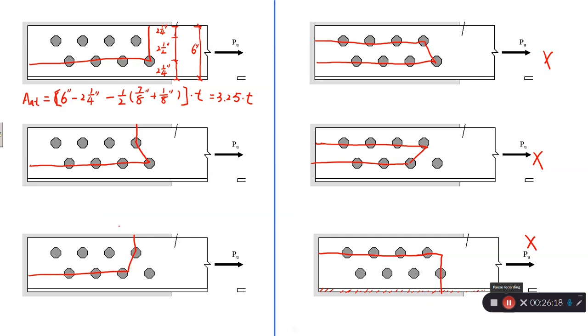Alright, and the ANT for this case is equal to also 6 minus 2 1/4 inches, and then subtract, so there are 1.5 holes along the path. And one zigzag path, so plus 1.5 squared over 4 times 2.5, and times T. So note that the gauge distance S is 1.5, and G is 2.5.